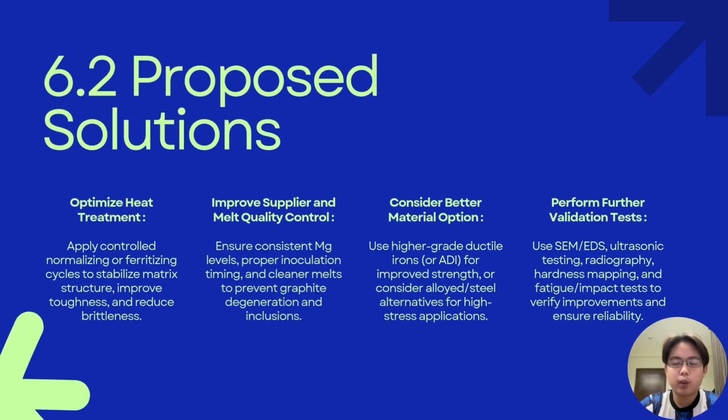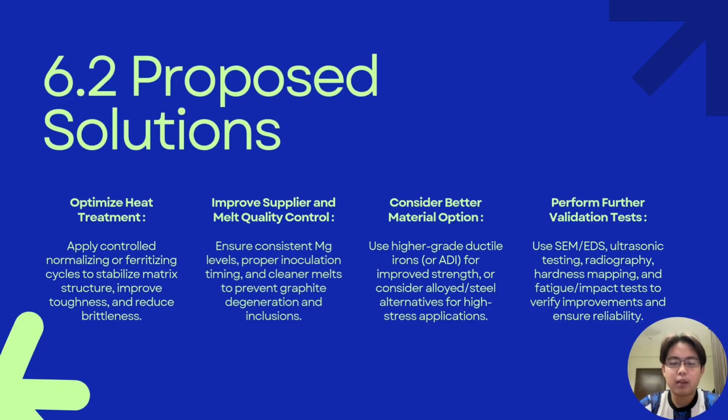Next, I'll be talking about the proposed solutions. To improve the performance, strength, and ductility of the material, we recommend several solutions. The first is heat treatment optimization. Using a controlled normalizing or ferritizing process will help stabilize the matrix structure, reduce brittleness, and improve both toughness and consistency. Next, supplier and melt quality control must be strengthened.